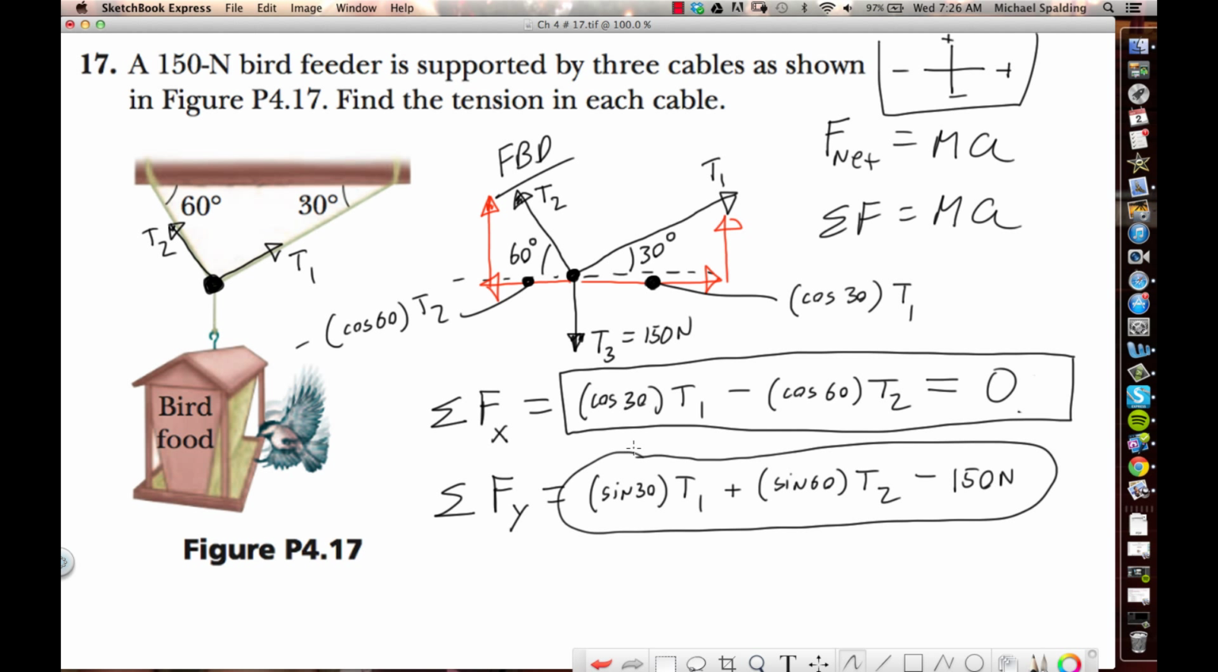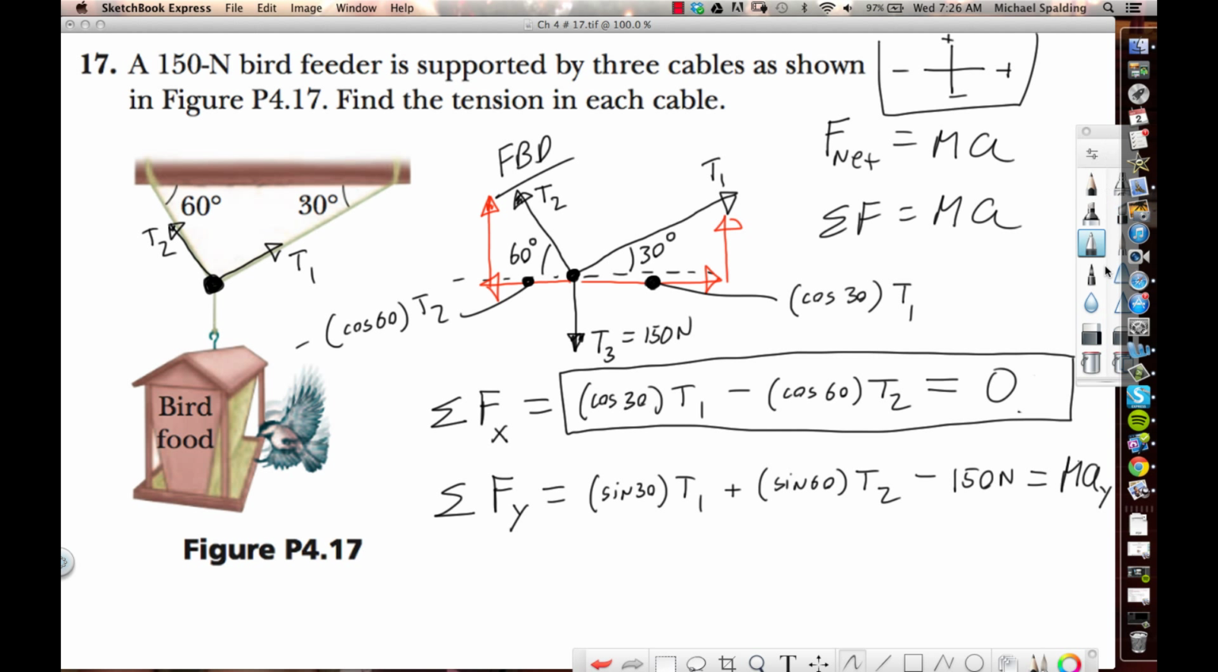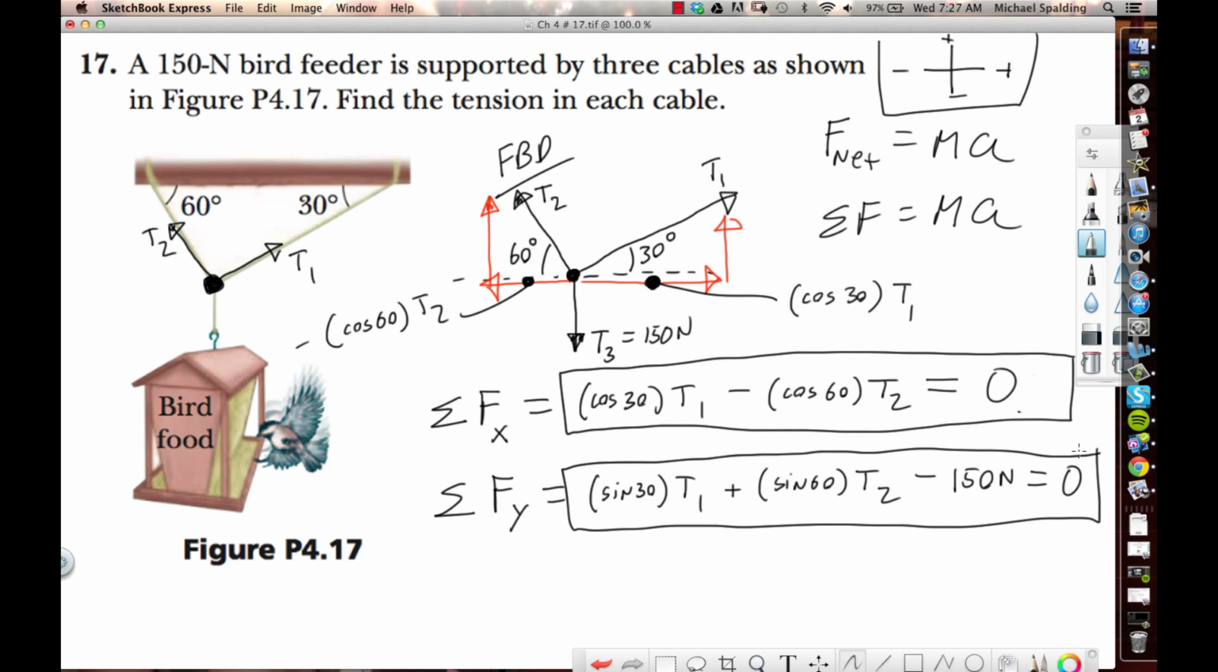So what did we just do right here, guys? We summed the forces. What does Newton tell us about the sum of the forces? The sum of the forces always equals ma, where that's a y acceleration. Is the bird feeder accelerating in the y? Nope. So we can set that y acceleration to 0. Cross that out, just replace it with 0, because there is no acceleration. Now, the hard part is done. We've summed the forces. Now what's the rest of the problem?